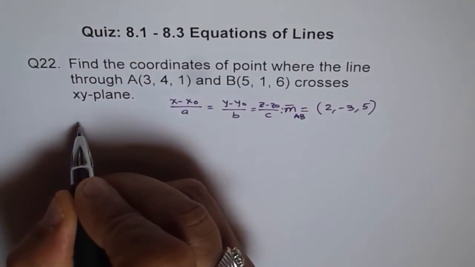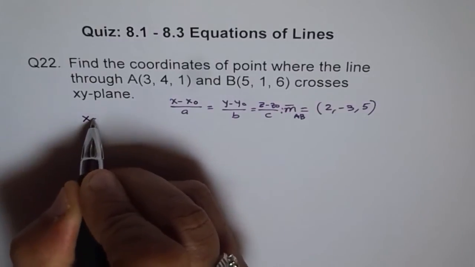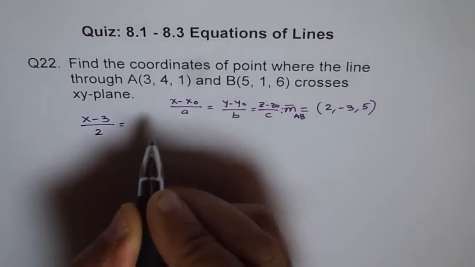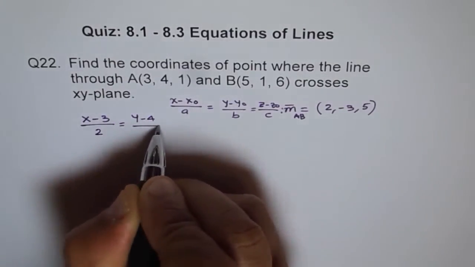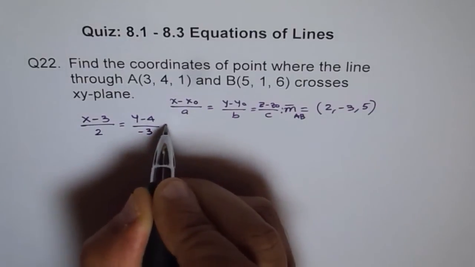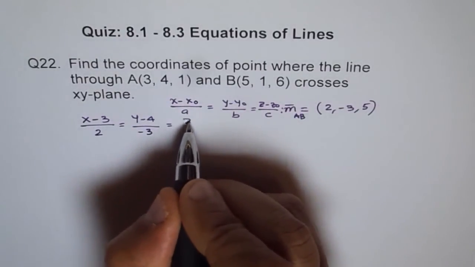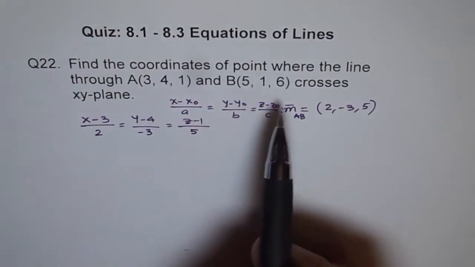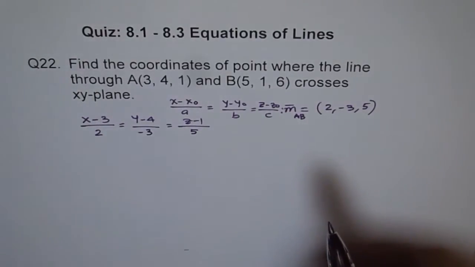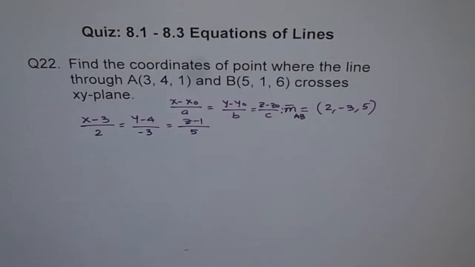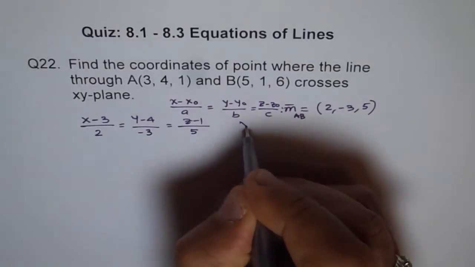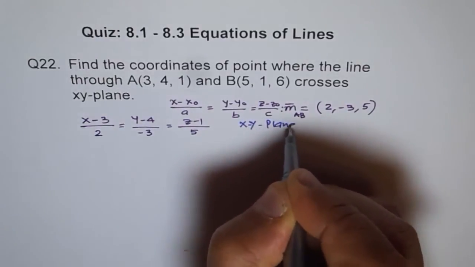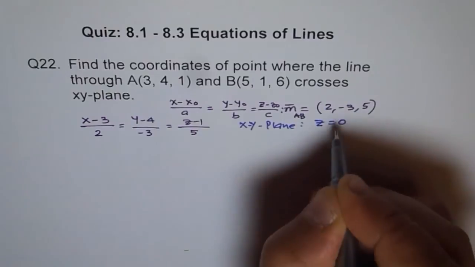(x minus 3) over 2 equals (y minus 4) over minus 3 equals (z minus 1) over 5. Okay? Now when you say crosses the xy plane, in the xy plane what happens? The value of z is 0, right? So when you are saying xy plane, then we are trying to say that z is equal to 0, correct?